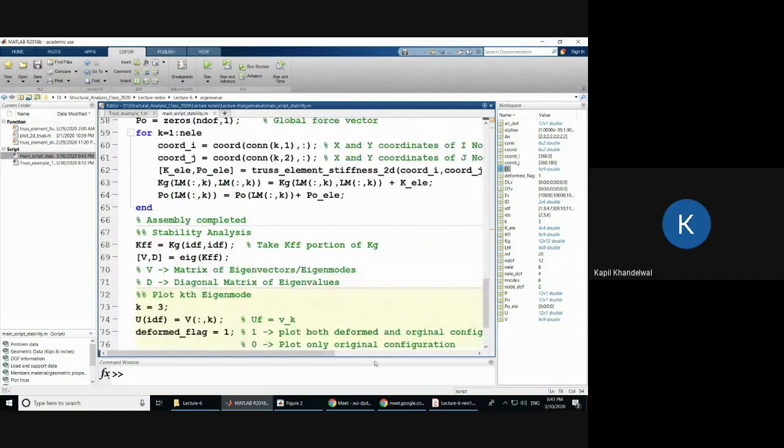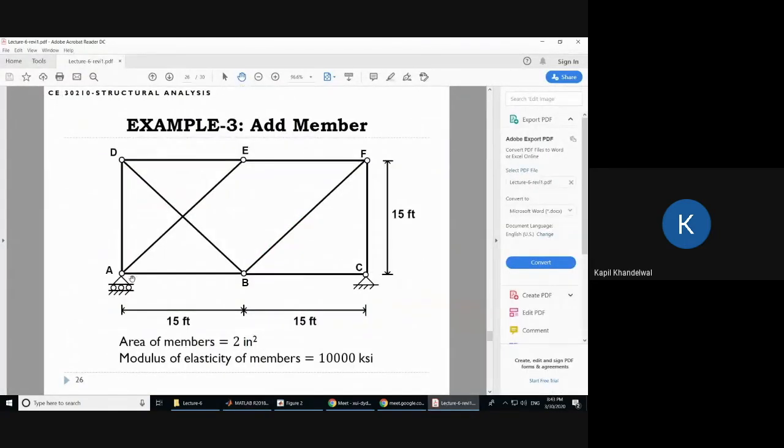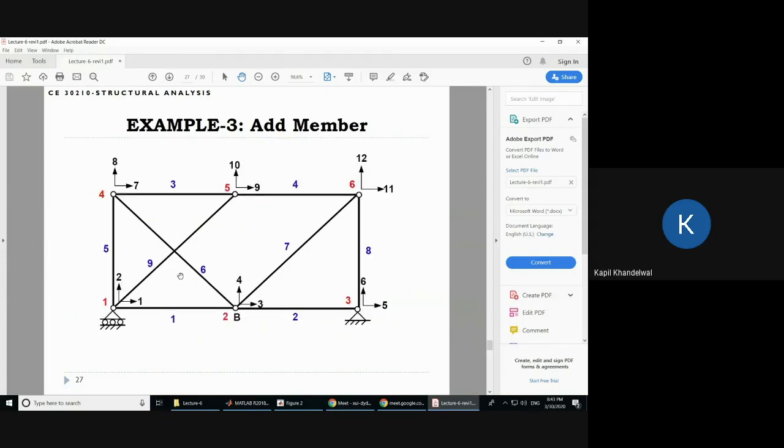And the last case is where we try to add an element here, to improve the stability of the system. And so we have to add one more element. So it means that we have to change the system. In this case, we are adding the element between 1 and 5. And the total number of elements will become 9 from 8.